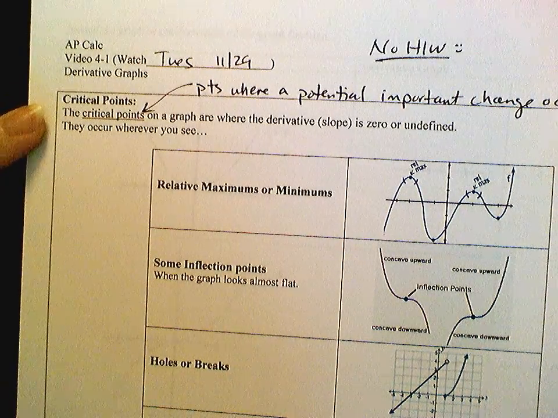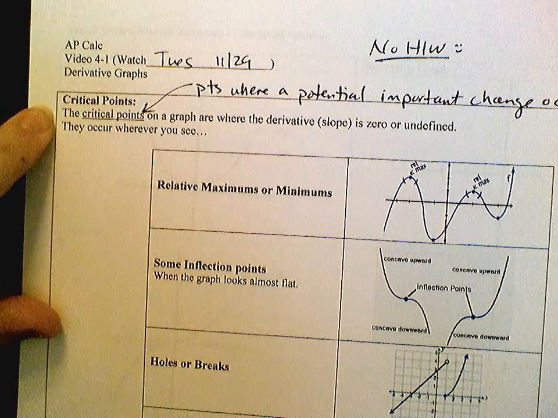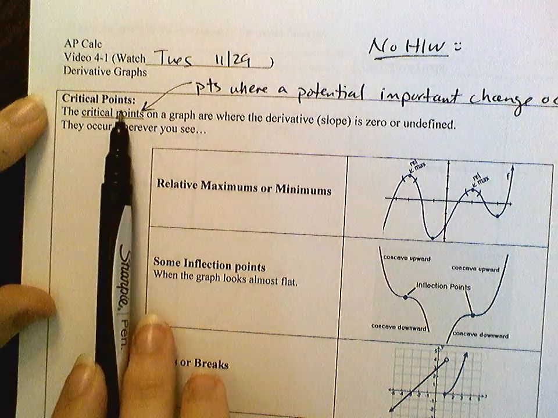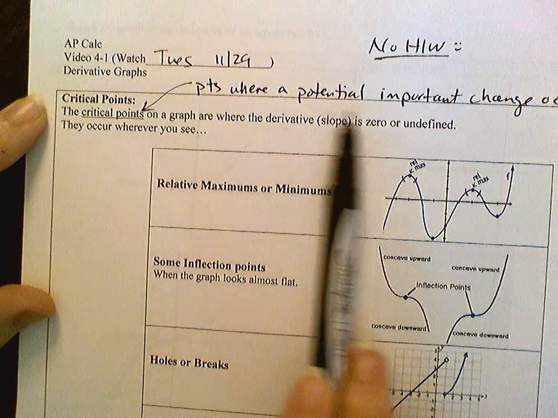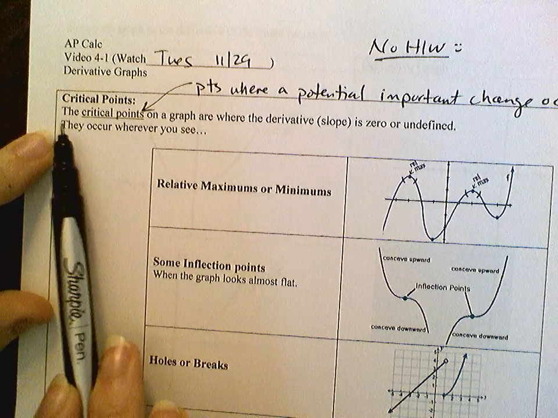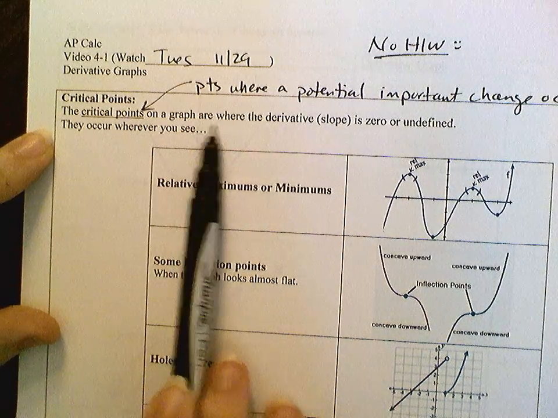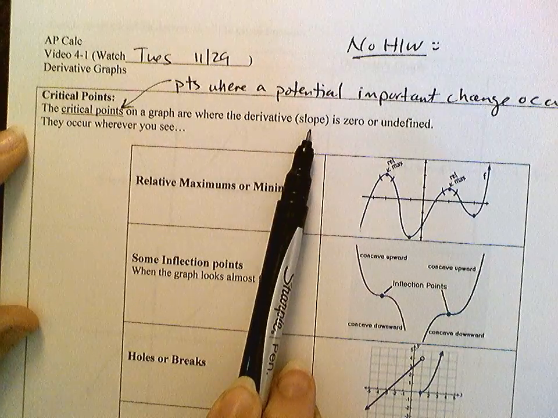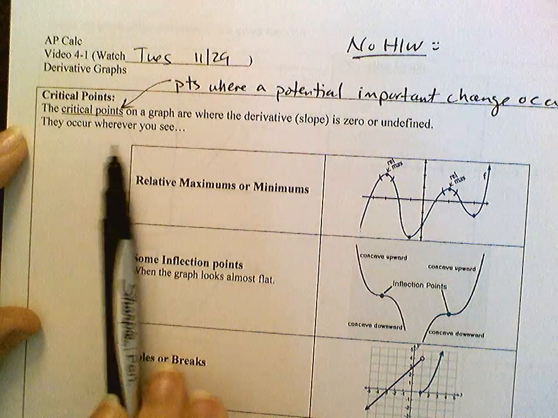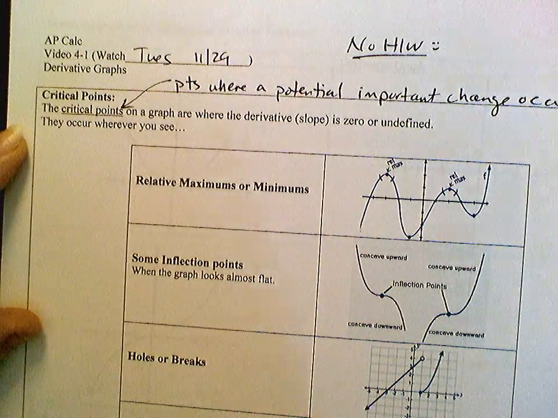The first thing about this lesson is talking about what a critical point is. I'd like you to write this down also, but you could do that in a moment. Let me read this first. The critical points on a graph are where the derivative or slope is 0 or undefined. They occur wherever you see the following things.